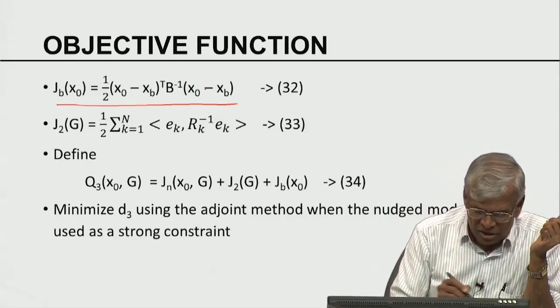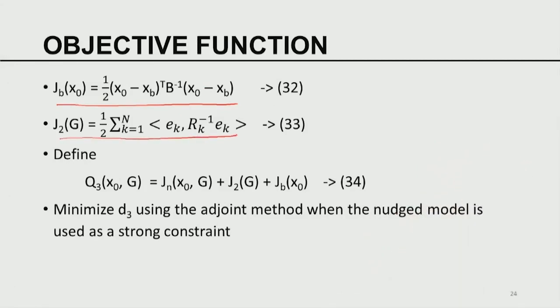So J2 is essentially the sum of squared error criterion. Please remember they used RK. We have now argued use of RK is not correct because the forecast errors are correlated. So in that sense, the use of RK in 33 essentially closes their eye to the presence of the serial correlation.